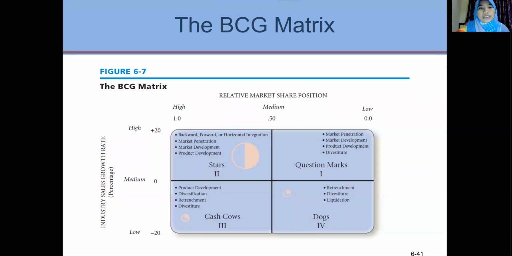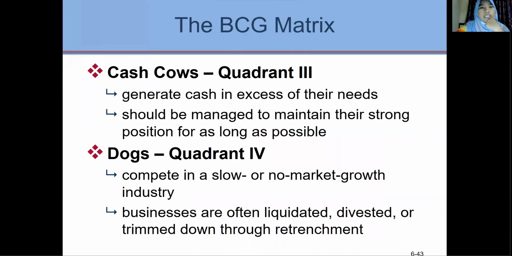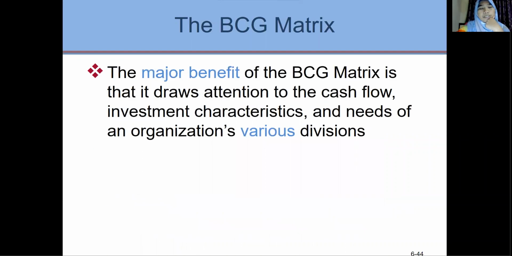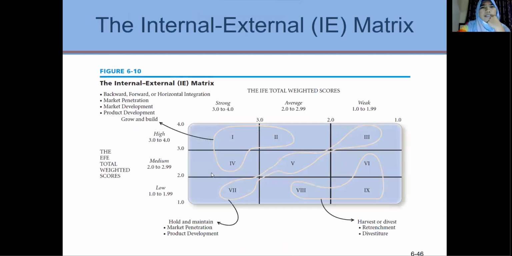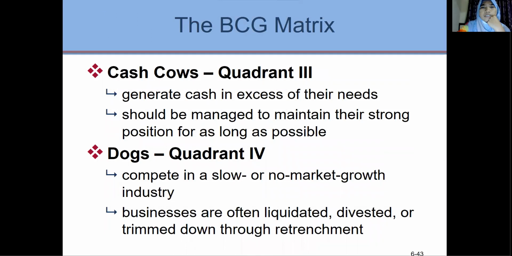Please read further in your textbook. So there is a major benefit of the BCG Matrix. It draws attention to the cash flow, investment characteristics and needs of an organization's various divisions. These are the limitations. We only take a snapshot of the organization at a given time, we do not foresee what will happen in the future. Alright, so that is on the BCG Matrix.